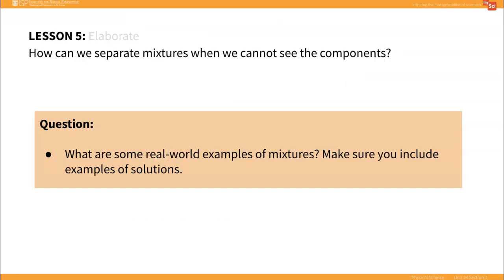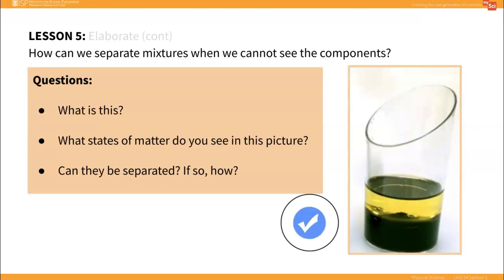This could be anything like coffee, soda, trail mix, Crystal Light. Challenge students to see if they can identify it as a solution or just a mixture. You'll then show students this picture of oil and vinegar salad dressing. Ask them which states of matter they see in this picture. They should say 2 liquids. And then challenge them to think about how these liquids can be separated.